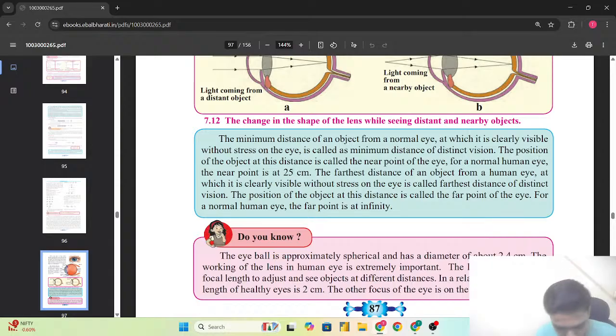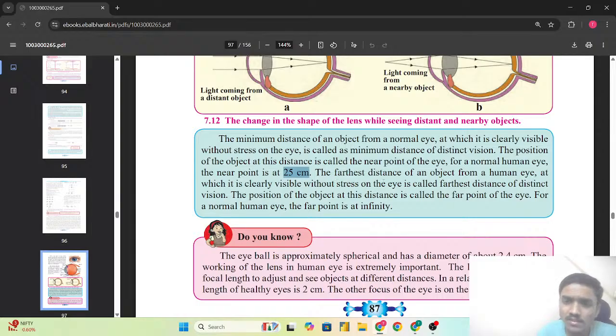Again, one of the questions may be asked in the exam regarding that. So the minimum distance for a normal human eye, that is the near point, is 25 centimeter. This may be asked in meters. So 1 meter is equal to 100 centimeter. So 25 divided by 100 will be 0.25 meter.